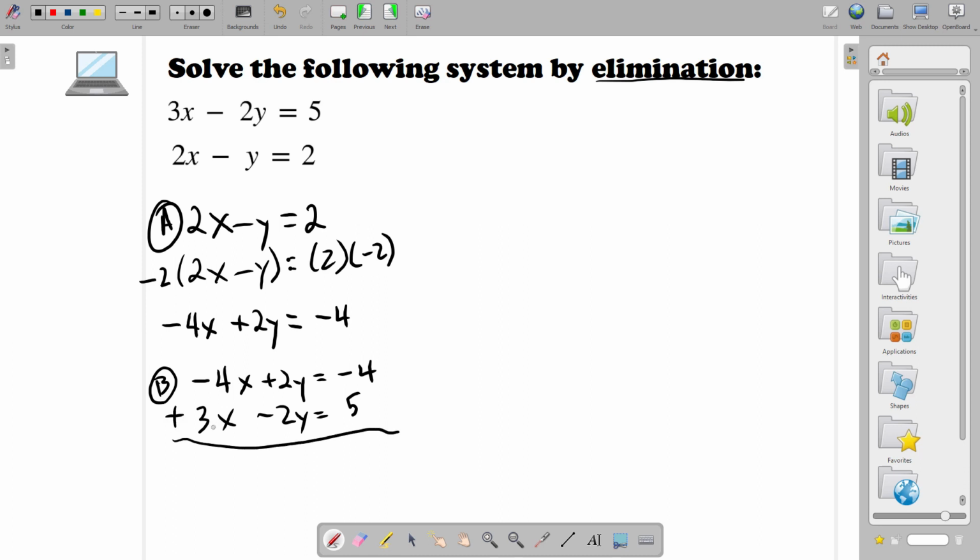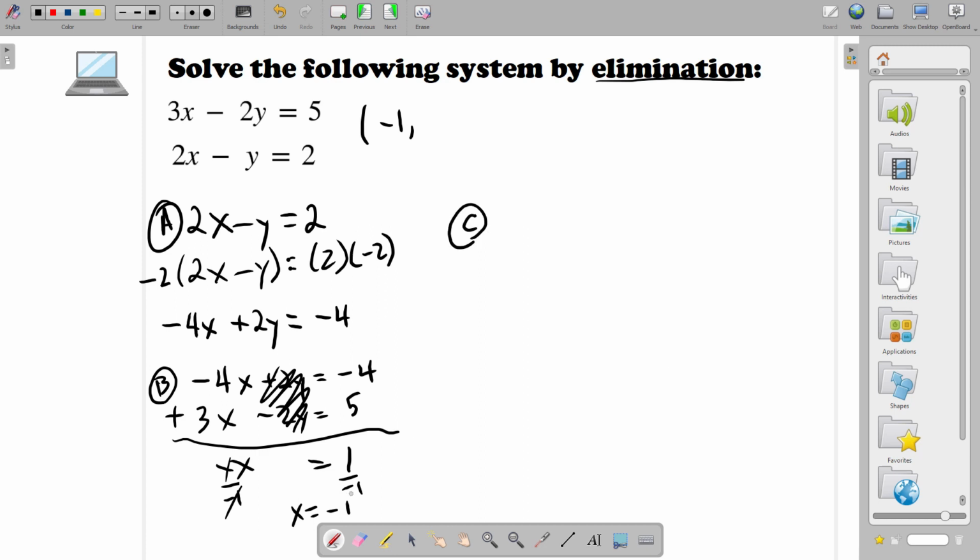Negative 4x and a positive 3x is a negative 1x. These add out. Negative 4 and positive 5 is a positive 1. Divide by negative 1. These divide out. We get x equals negative 1. So the x coordinate of the solution is negative 1.